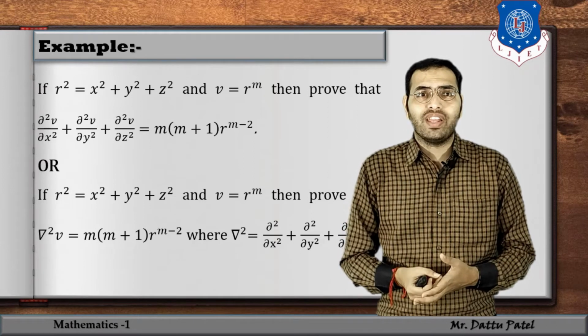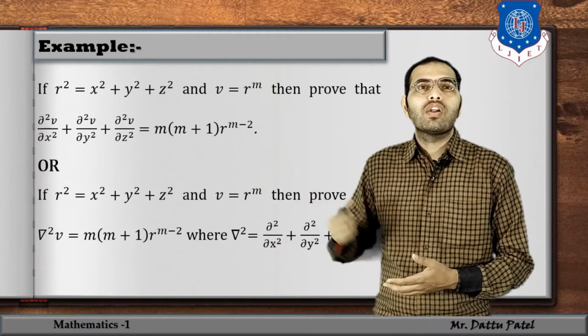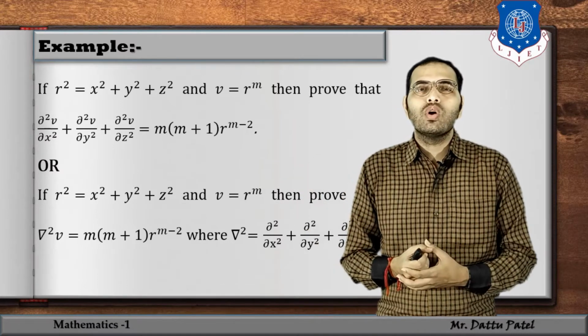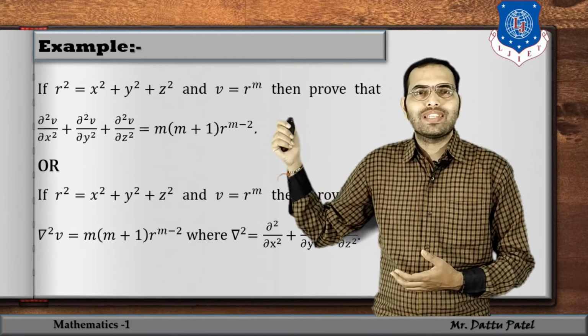Also we can find the nabla square of v equals m(m + 1) r^(m−2), where nabla square equals ∂²/∂x² + ∂²/∂y² + ∂²/∂z².